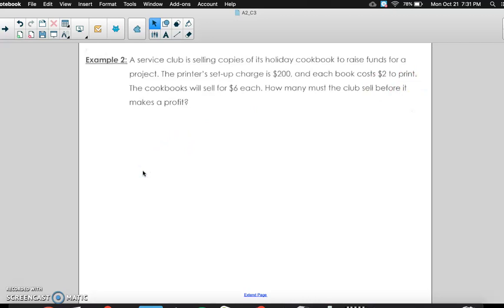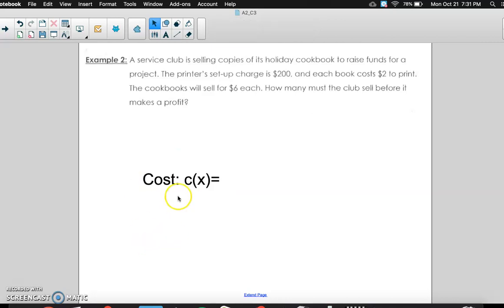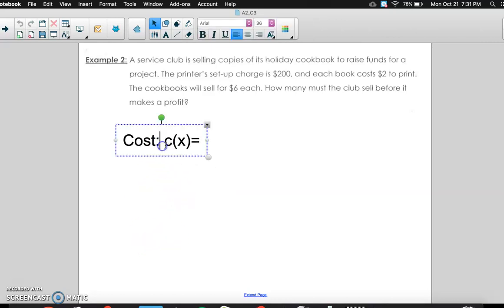Well, if we are writing an equation for this, we need to talk about the cost to produce. And for the cost to produce, I'm going to say cost equals, and we're going to do it in our function notation form. I'm going to say C of x, because it's cost in terms of x, is the startup cost.